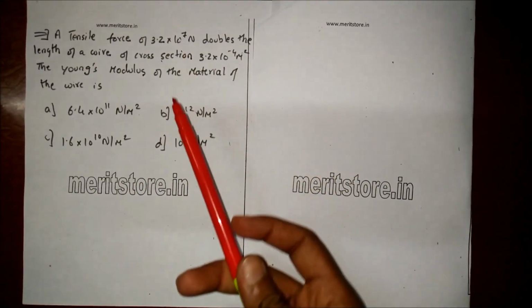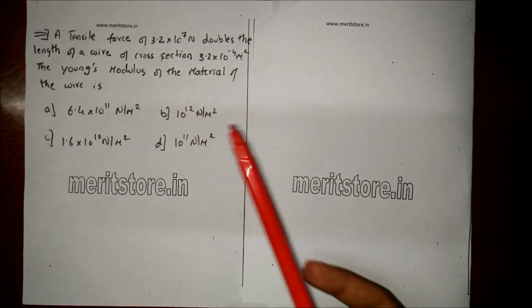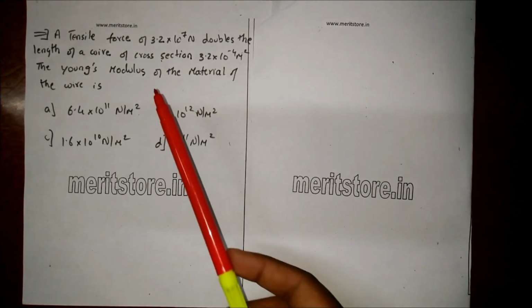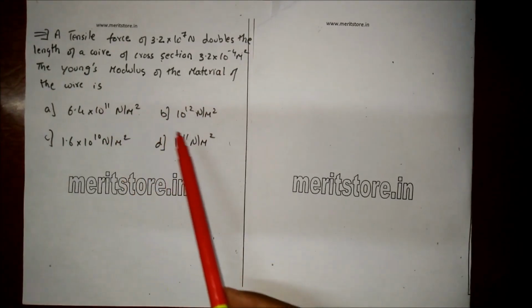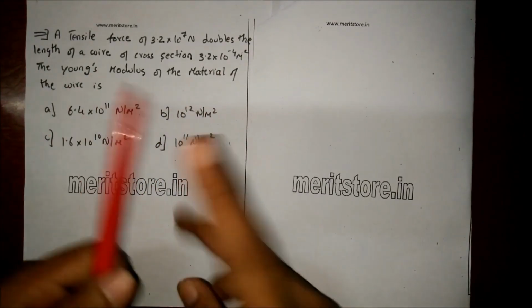A tensile force of 3.2 into 10 raised to 7 newtons doubles the length of a wire of cross section 3.2 into 10 raised to minus 4 meters square. The Young's modulus of the material of the wire is, here are the options.